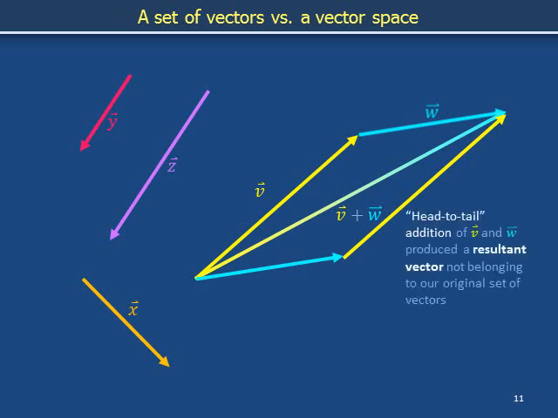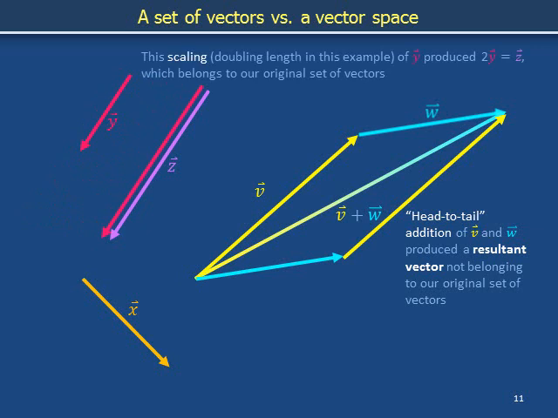Head-to-tail addition of vectors v and w produced a resultant vector not already belonging to our original set of vectors. The resultant v plus w does not equal in direction and length any of the other vectors already illustrated. Extending y produces a vector that equals vector z in direction and length. In this example, we doubled the length of vector y. This scaling of y produced 2y, which equals z, a vector belonging to our original set of vectors.